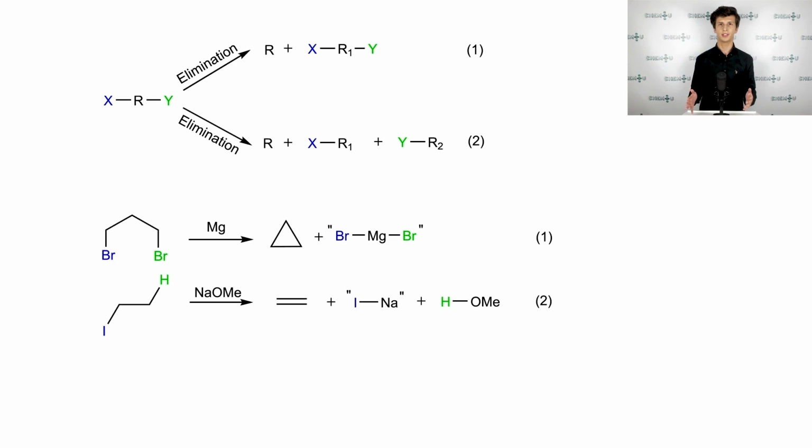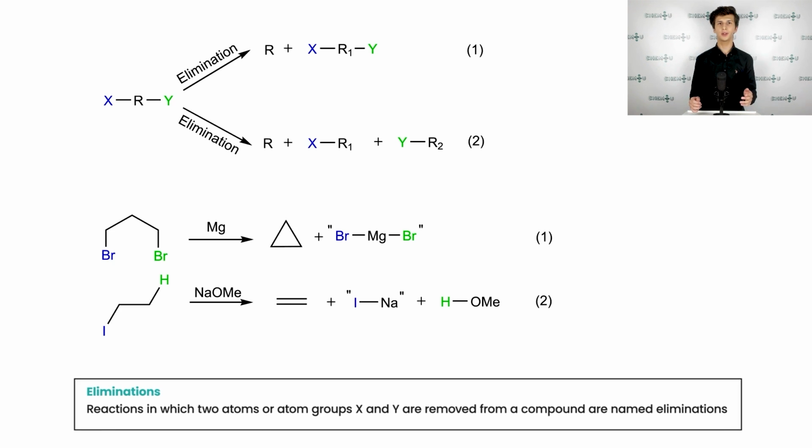Let us begin with the definition of elimination reaction. Reactions in which two atoms or atom groups X and Y are removed from a compound are named eliminations. It is important to note that X and Y can belong to the same molecule, or they can be parts of different molecules. On the slide, the first possibility is demonstrated on the top and numbered 1, whereas the second general mechanism is depicted below and is denoted with number 2.